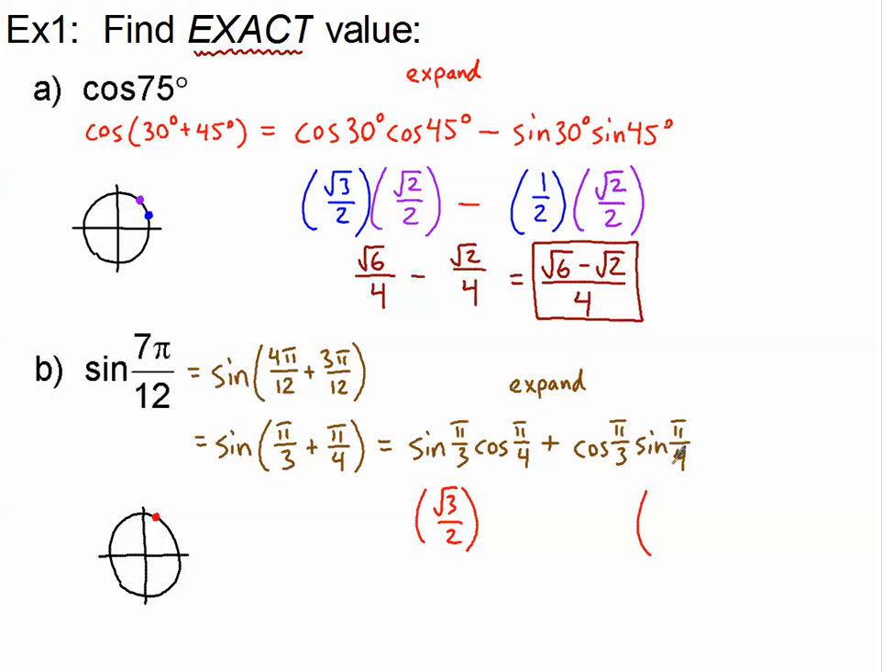The sine over here, sine of pi over 4. Oh, sorry, I don't want to do that. I want to stick with pi over 3. The cosine of pi over 3, this time that's just the little x distance. That's 1/2.